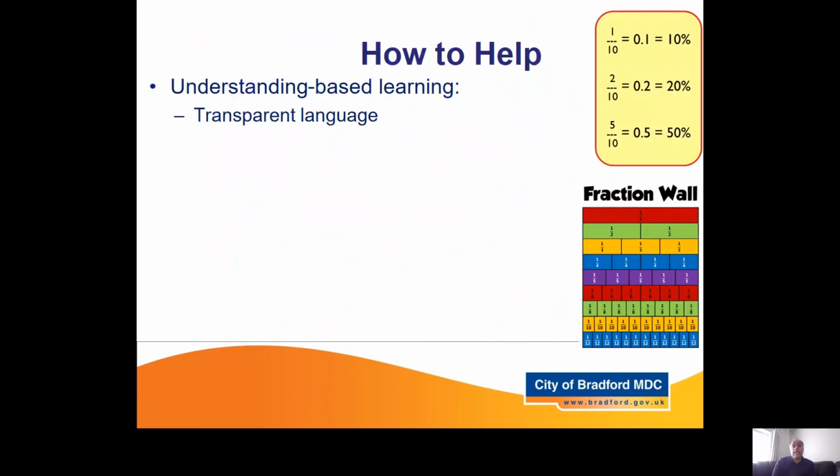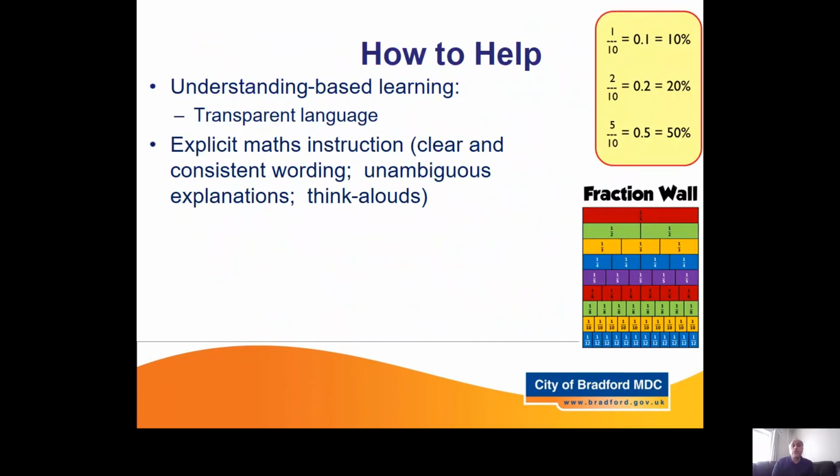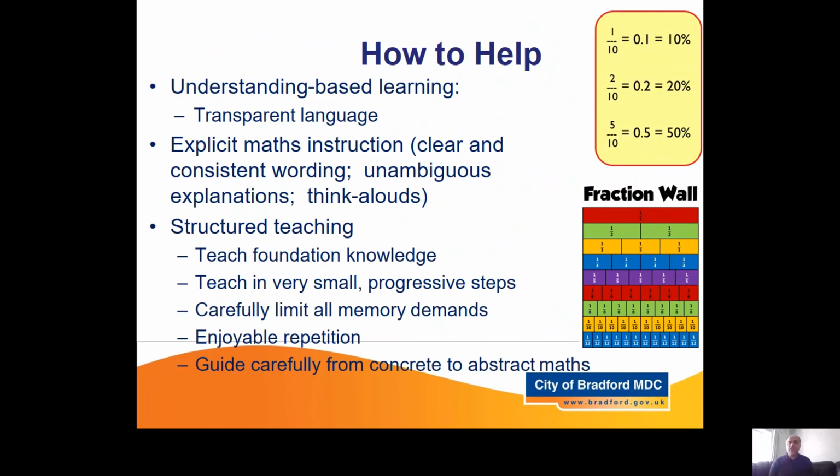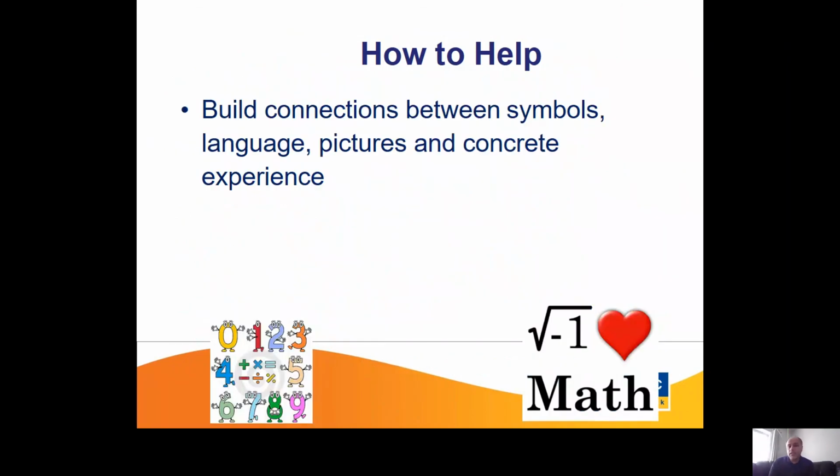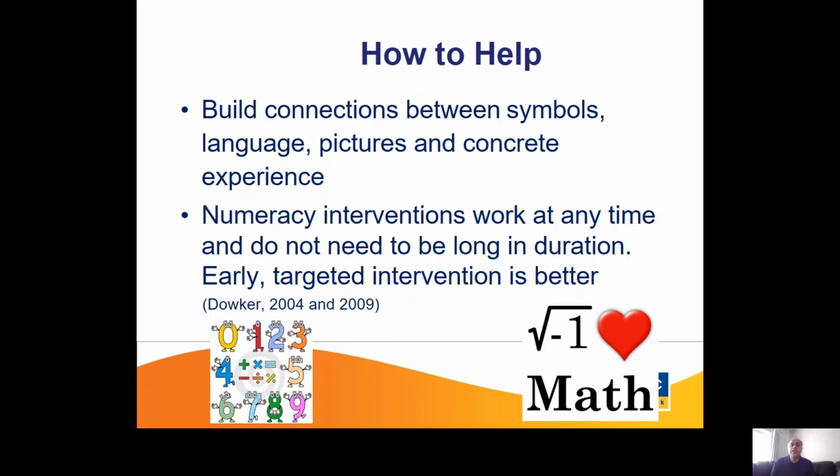So using transparent language, using explicit math instruction, unambiguous explanation, think alouds, and then structured teaching. Teach foundation knowledge, teaching in very small progressive steps, carefully limit the memory demands, use enjoyable repetition, and guide carefully from concrete to abstract maths. And as I've said with the connectionist model, building those connections between symbols, language, pictures and concrete experience is really important. And of course, numeracy interventions can work at any time and don't need to be long in duration. And the earlier and more targeted they are, the better.